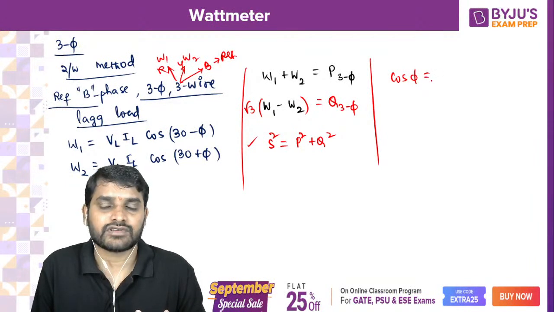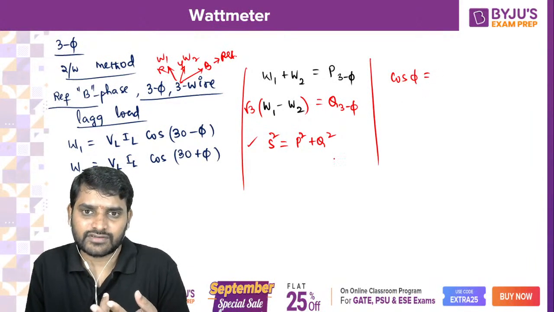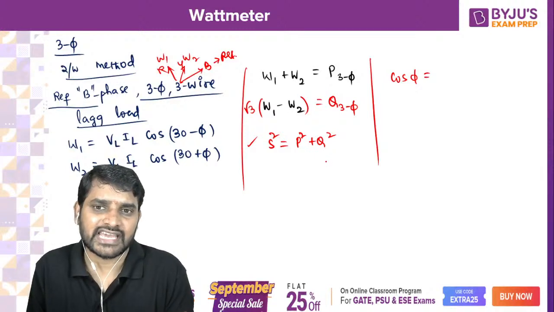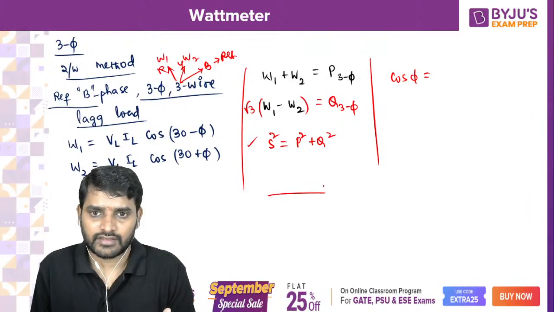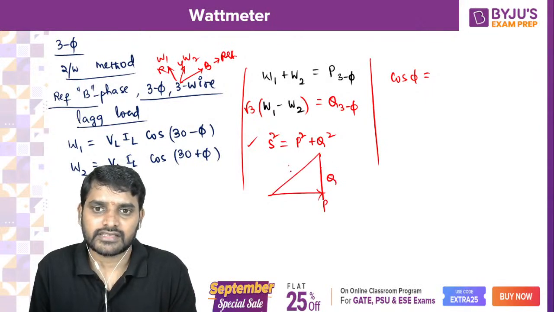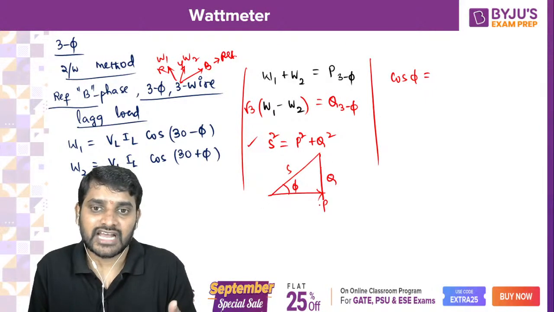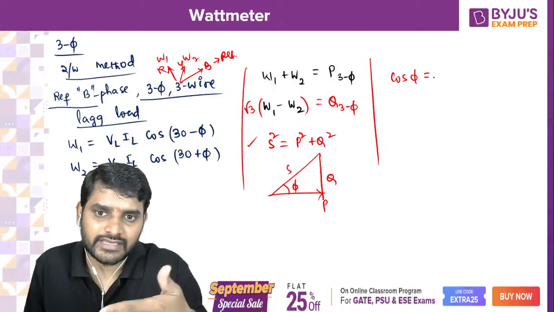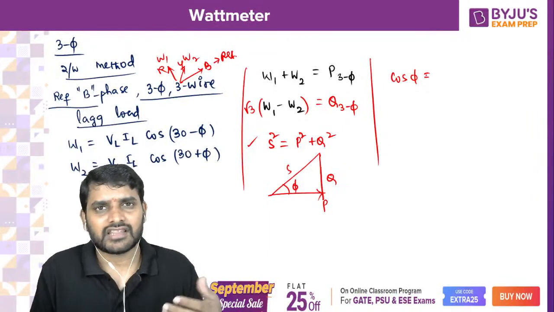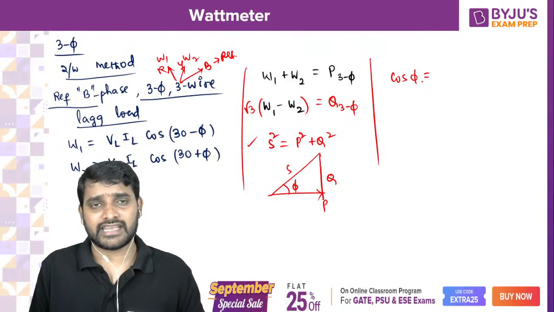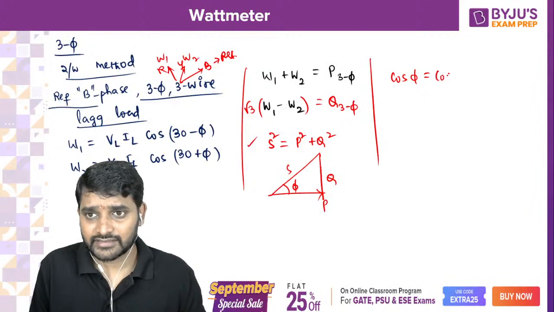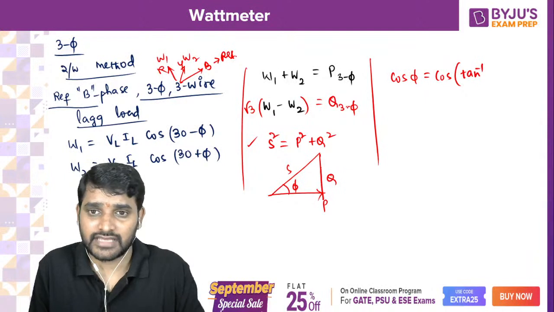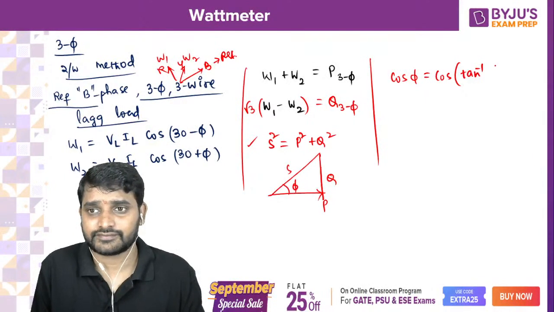So cos phi is equal to what? Once you know P and Q, you can calculate cos phi easily. This is active power, this is reactive power and this is apparent power. So this is my phi. Cos phi is adjacent by hypotenuse, that is P by S. Or otherwise, there is another way also: you need to calculate tan inverse of Q by P. This is also fine.